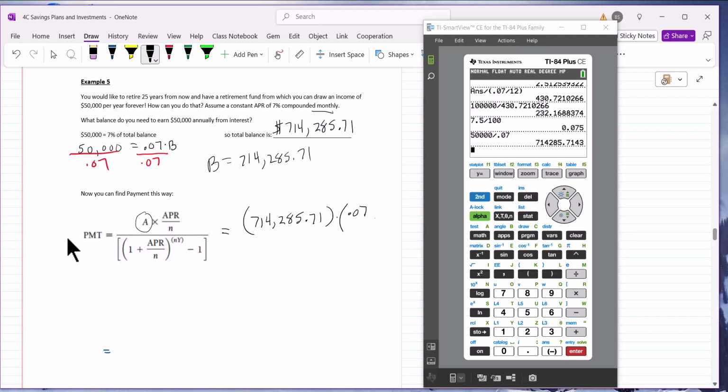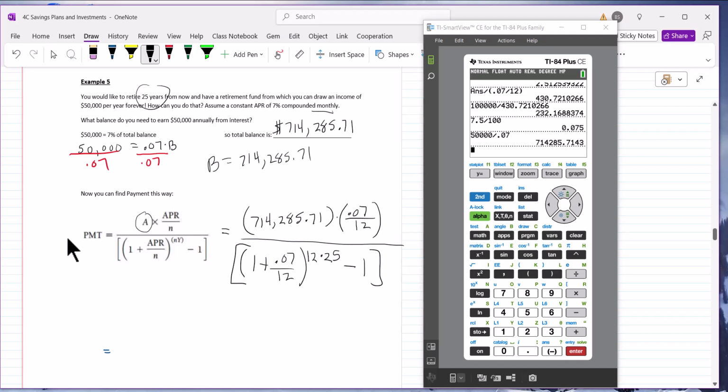We're compounding monthly, so that'll be divided by 12. So that's your A times APR over N. Then divide by, and this part comes from the original formula, so you're going to have parentheses 1 plus 0.07 over 12, raised to N times Y, that would be 12 times, and since they're going to retire in 25 years, the 25 goes there. Then we have the -1 like that.